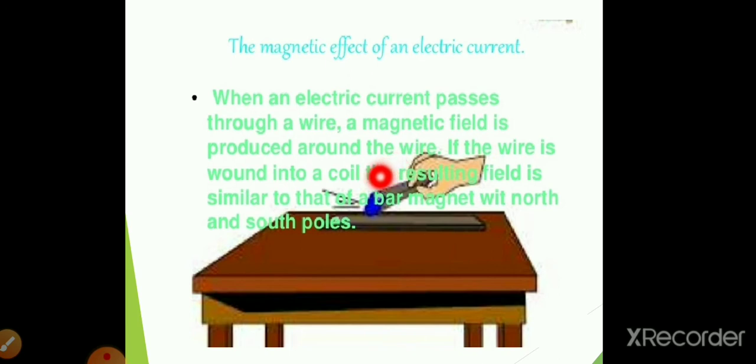If the wire is wound into a coil, the resulting field is similar to that of a bar magnet with north and south pole. So the wire acts as a magnet. When the current is passed through it, it has a north pole and south pole similar to a bar magnet. This is the meaning of the magnetic effect of electric current.